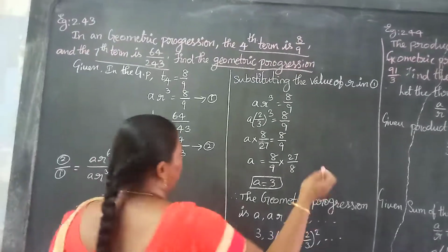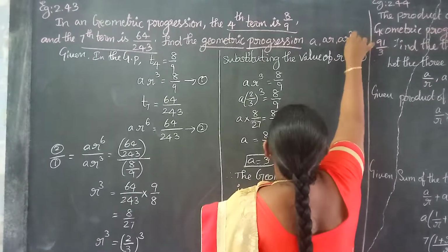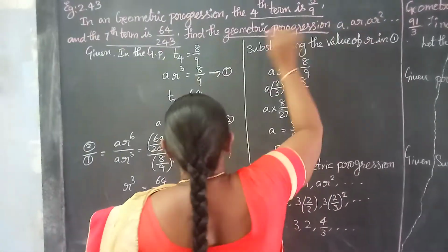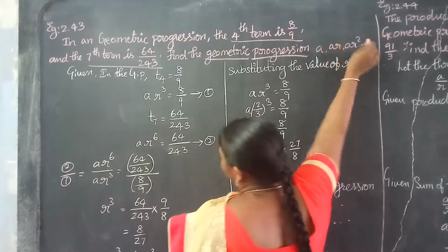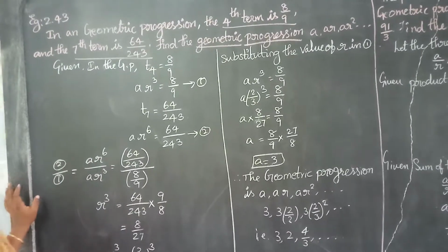What is the general form of GP? A, AR, AR square and so on. That we are going to find. So for this we need the A and R values. Using these two conditions we are going to find the A and R values.